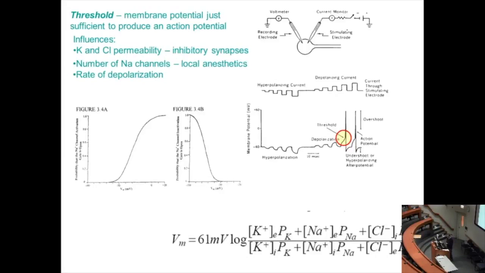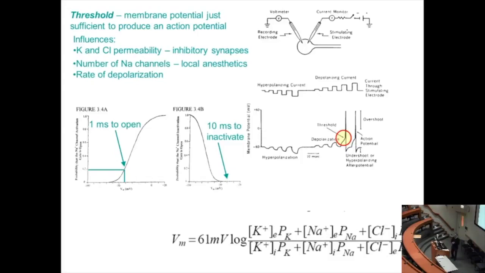The rate of depolarization actually makes a difference. To make a long story short, your activation gates open quickly, your inactivation gates open slowly. And the trick is to depolarize that membrane really fast so you open a bunch of activation gates without closing a whole bunch of inactivation gates.